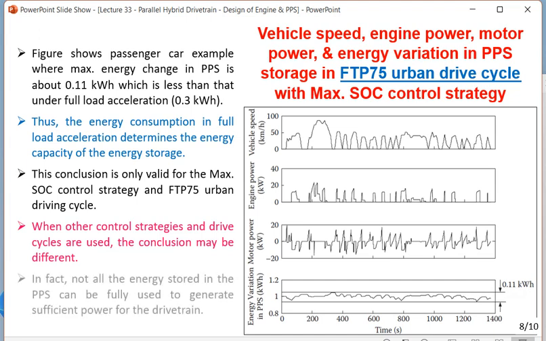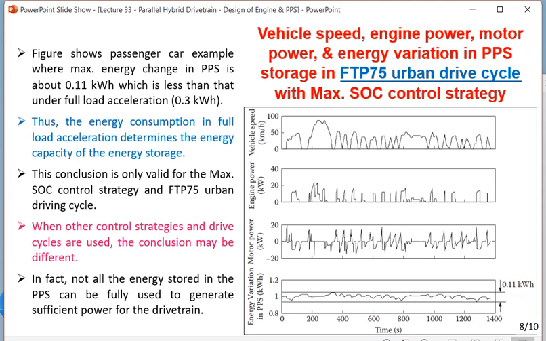Last conclusion: not all the energy stored in the PPS can be fully used to generate sufficient power for the drivetrain. We know that the PPS source will never get discharged completely, because there is a mechanism that whenever the PPS source falls below the discharge threshold, there will be replenishing or refilling of the SOC by the primary source, the engine.